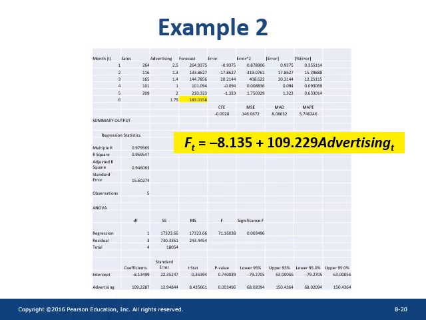264.9375. So in the problem, the example, it said we're thinking about spending $1,750, 1.75 thousand, the way the data's been entered here. So what would be the forecast in terms of sales? Well, in that scenario, the forecast is 183.